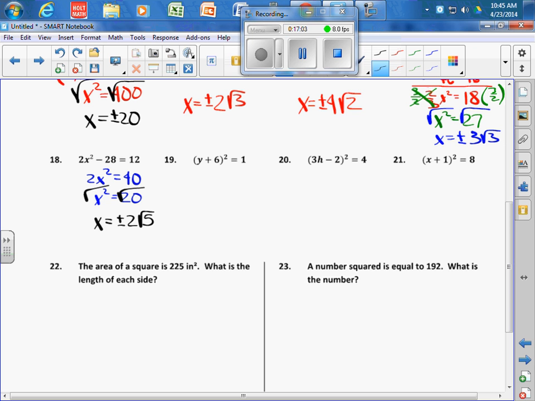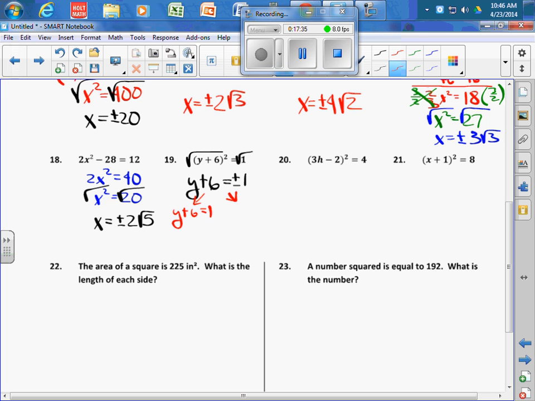In number 19, when something is squared, I can take the square root of it. And that's what we have. We have the parentheses that's squared, so when I take the square root of it, I get the parentheses. Only I'm not going to write the parentheses. I have y plus 6 is equal to, I'm going to take the square root of 1, and I get plus or minus 1. At this point, we're going to write two different equations.